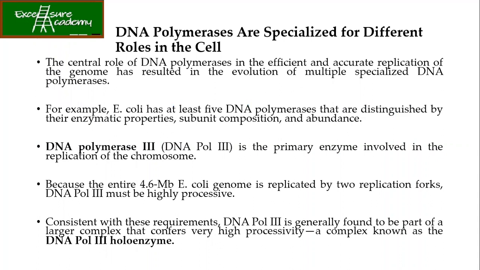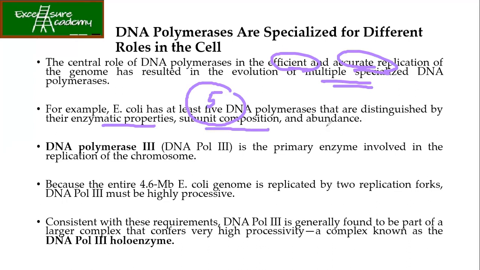So DNA polymerases are specialized for different roles in the cell. Now, the central role of DNA polymerases is the efficient and accurate replication of the genome. In order to achieve the efficiency and accuracy of the entire genome replication, evolution has resulted in multiple copies of the DNA polymerase. For example, E. coli has at least 5 DNA polymerases, and you can differentiate these polymerases based on the enzymatic properties, subunit composition, and abundance.